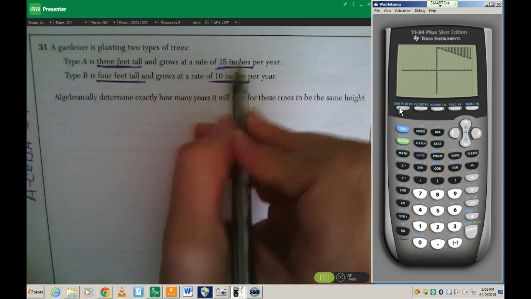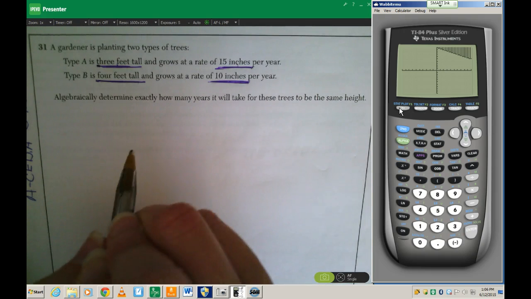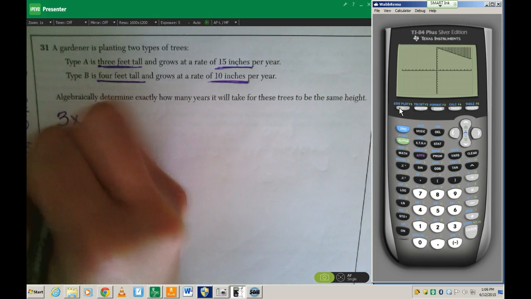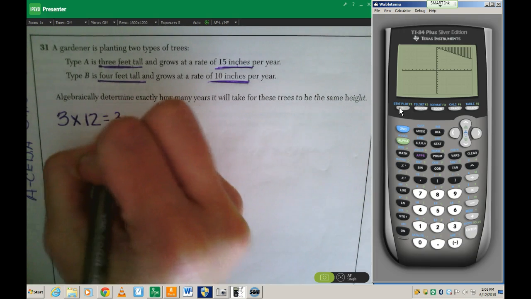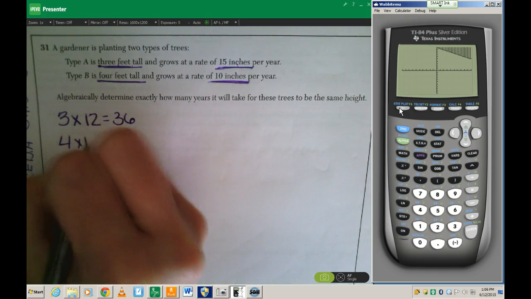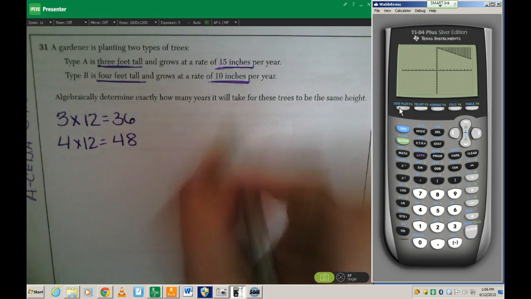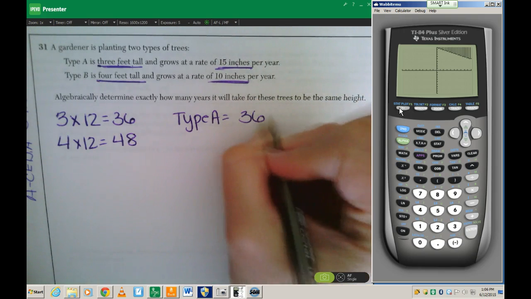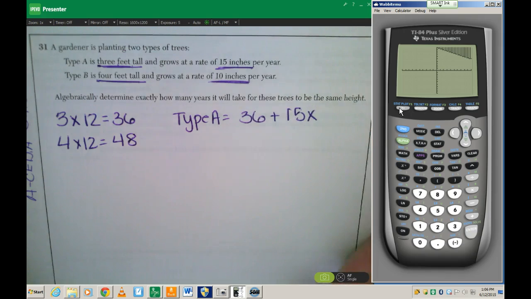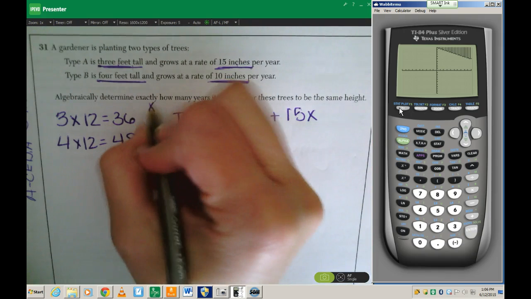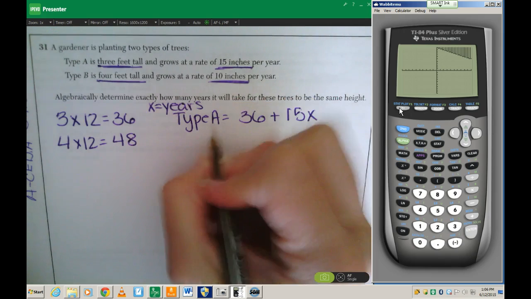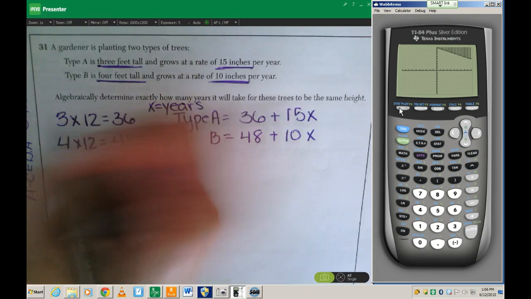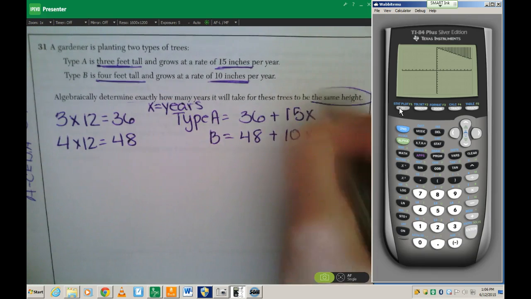Because this is feet and inches, we cannot write our equations. What we have to do is make this into inches first. I know 3 feet times 12 inches in each foot will give me 36 inches. 4 times 12 will give me 48. Now I can just write my equations. Type A is going to be 36 plus 15 inches per year. And I'm just going to write here x equals years. Type B is 48 plus 10 per year. And we want to know how many years until it's the same height.